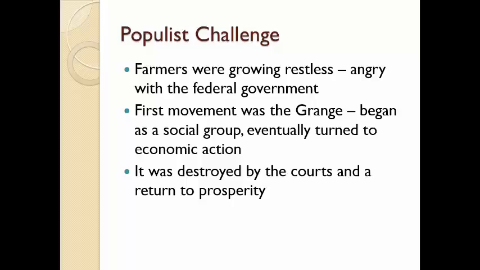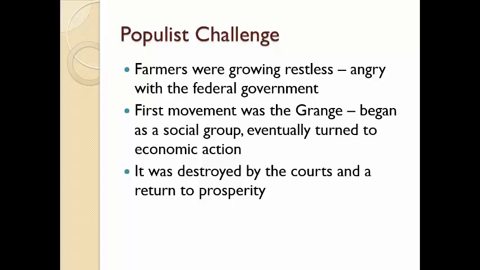Now, the Grange actually begins shortly after the Civil War, and it begins as a social group. Remember that being a farmer in the United States is a particularly isolating profession, right? You live out in the country. There's no technology, right? There's no TV. There's no radio. Telegraph wires don't stretch out into the country. So living as a farmer can be a pretty isolated life. And so the Grange actually begins as a social group where farmers can get together and socialize.